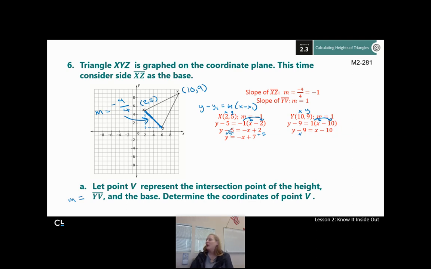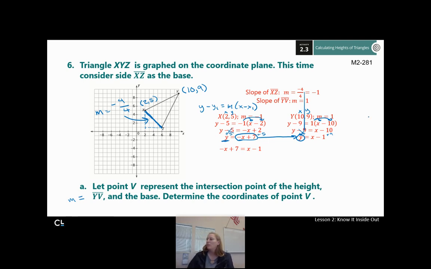And then we'll go ahead and add 9 to both sides. So that cancels out, gets the y alone. So we have y equals x, -10 plus 9 is -1. Now again, this means that everywhere I see a y, I can substitute in -x plus 7. So that's what I did. Instead of y equals x minus 1, I said -x plus 7 equals x minus 1.